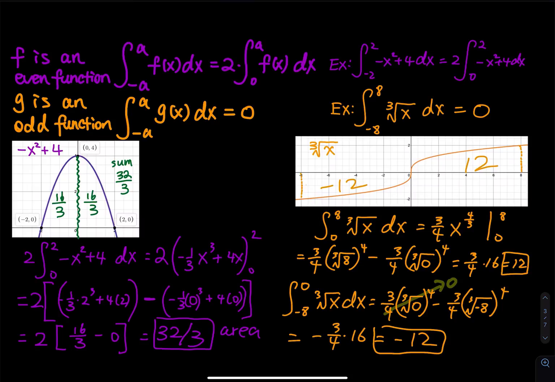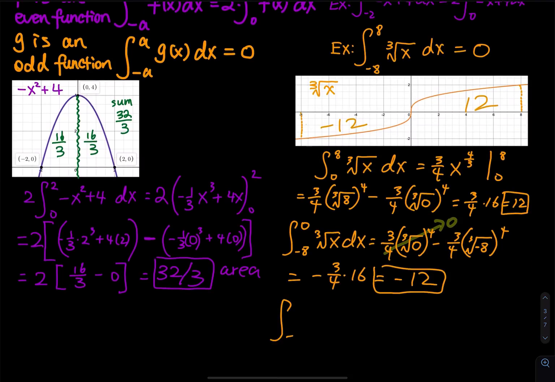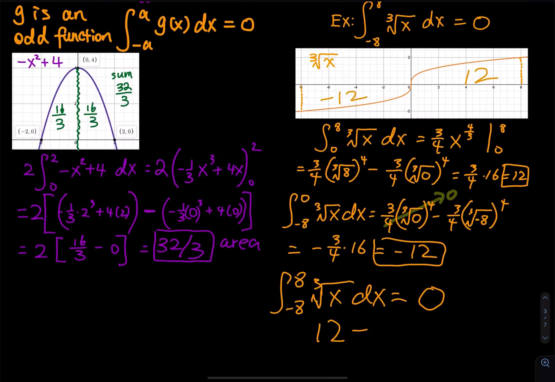As a result, if you just go from -8 to 8 of the cube root of x dx, this is just equal to 0, because 12 plus -12 is equal to 0.